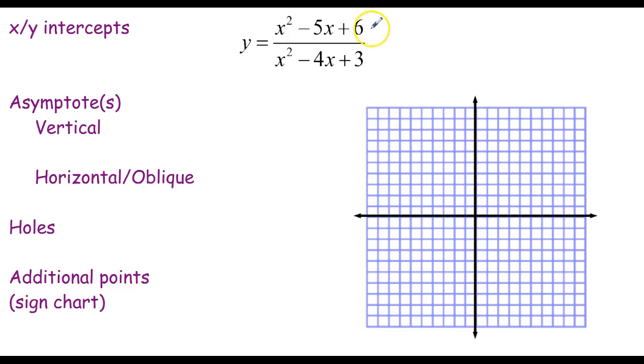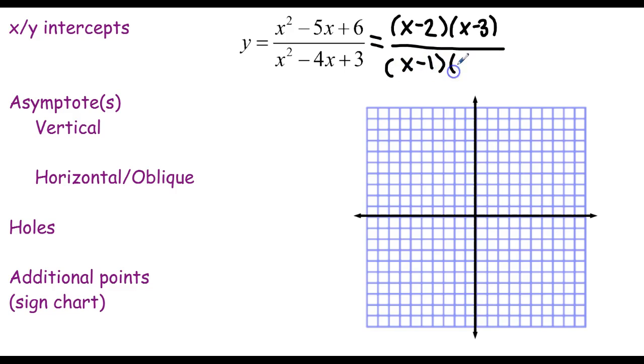So again, for starters, I want to factor the numerator and the denominator. So looking at this numerator, I'm going to have x minus 2 times x minus 3. That's how that's going to factor. And then I look at the denominator here. This is going to look like x minus 1 times x plus 3. I'm sorry, that should be x minus 3. So x minus 1 times x minus 3, because that's a positive 3. So I need a negative times a negative there.